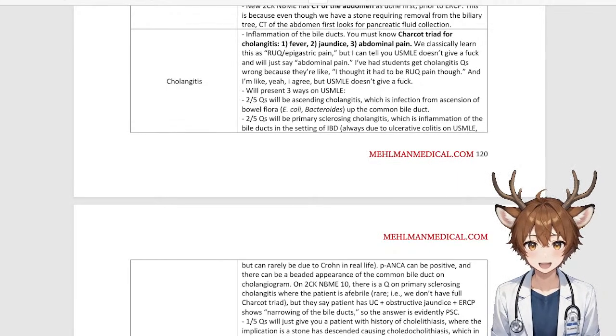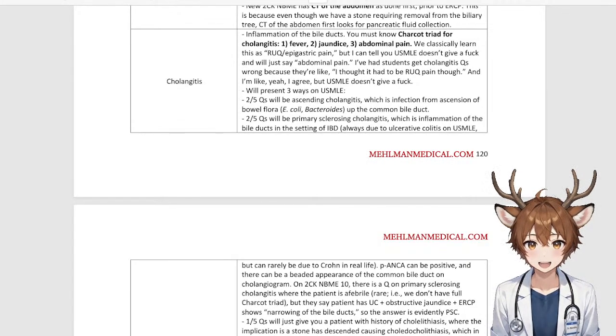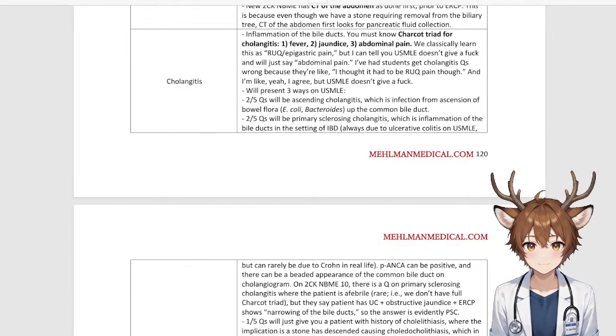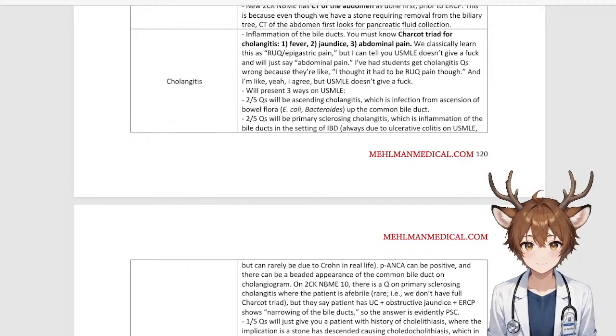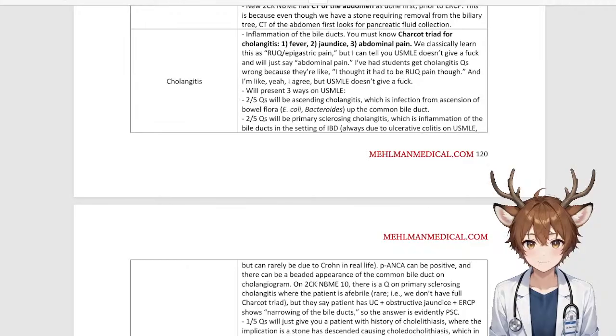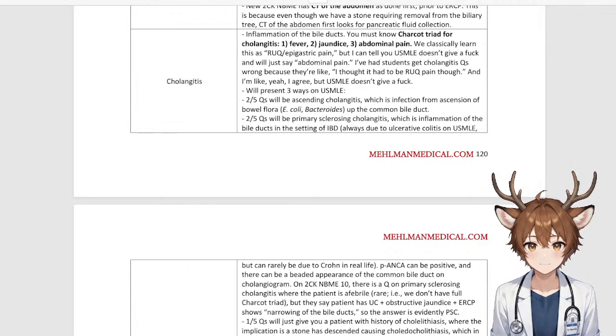So the answer is evidently PSC. 1/5 of the questions will just give you a patient with a history of cholelithiasis, where the implication is the stone has descended, causing obstruction plus inflammation of the common bile duct. USMLE wants antibiotics plus ERCP to diagnose and treat. Biliary drainage by ERCP decreases morbidity and mortality.